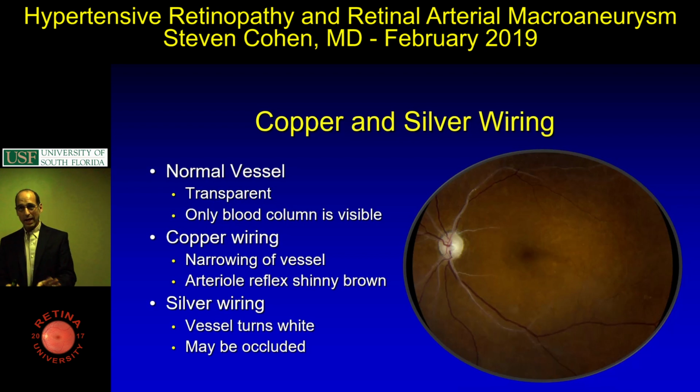When you see a normal vessel, realize that you're looking at the blood column. So when we look at the retinal arteries and retinal veins on pictures, we're actually just looking at the blood column, because everything else is transparent, which is remarkable when you think that you can have a transparent tissue as complex as the retina, where the light goes through.